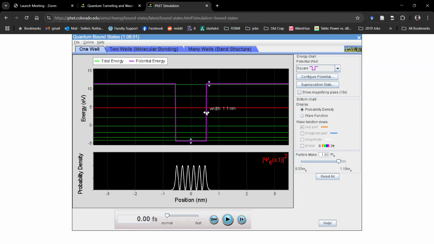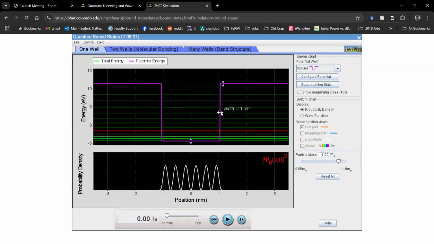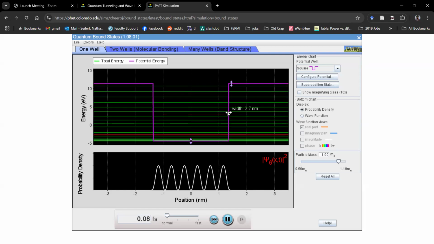Watch this. More and more states start to appear inside the box. And all the states start to get compressed in energy too, because it goes as 1 over L squared. And so here's my 6th state again. It's spread out a little bit because now the box is wider, but it's maybe even more clear now that it sits on the edges more than it does in the ground state, because the ground state here, this is the 2nd excited state.